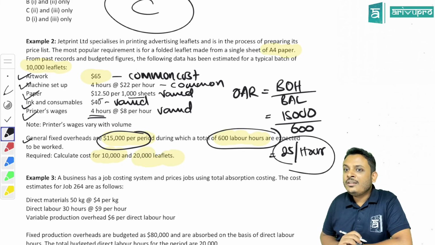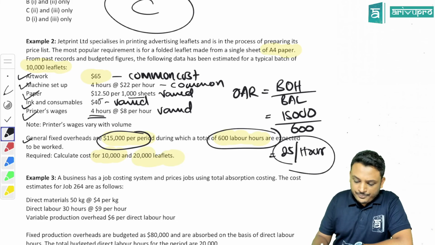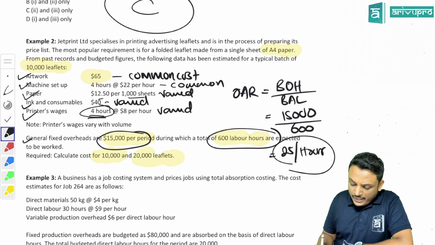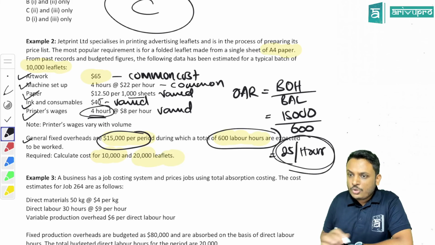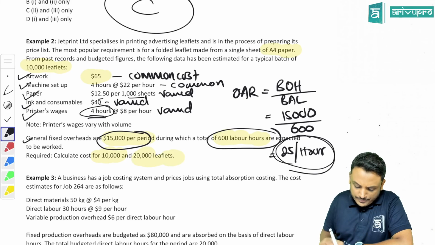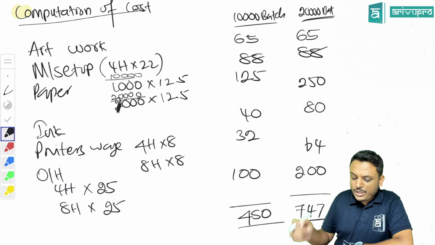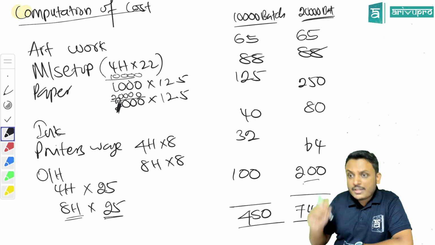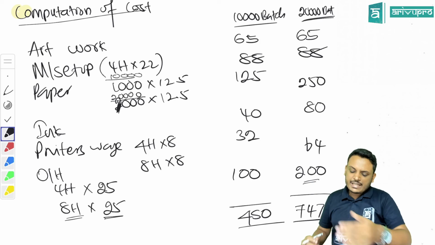Kishore, what he asked? How do you get the overhead 100 and 200? Labor hour 4 hours. Understood? One OAR is 25 rupees for 1 hour. So 25 multiplied by 4, how much? 100. So to produce 10,000 leaflets, 100 you need to spend as overhead. To produce 20,000 leaflets, 8 hours we should work. Multiplied by 25, it's 200. Is it clear? So this is the total cost.